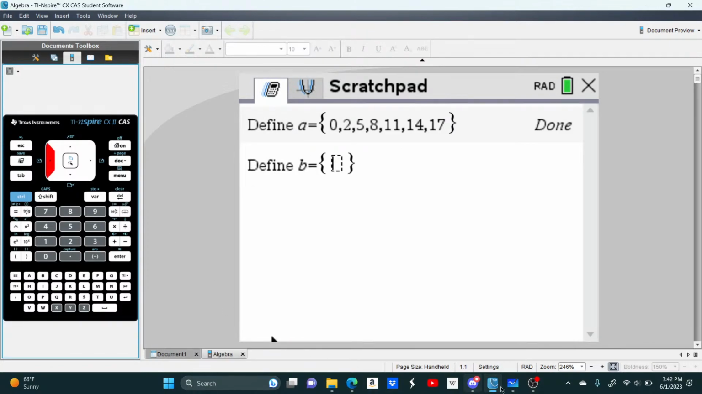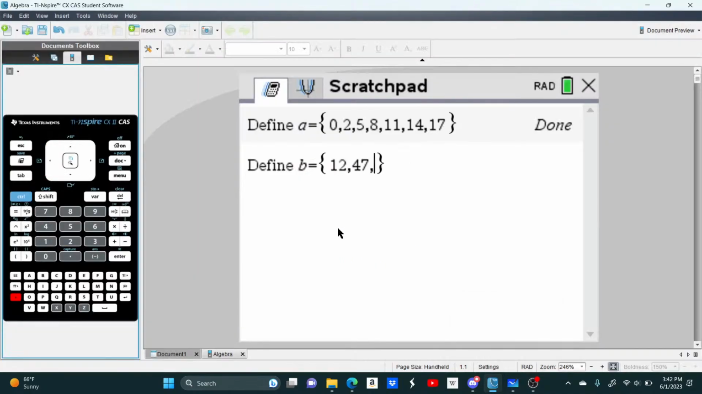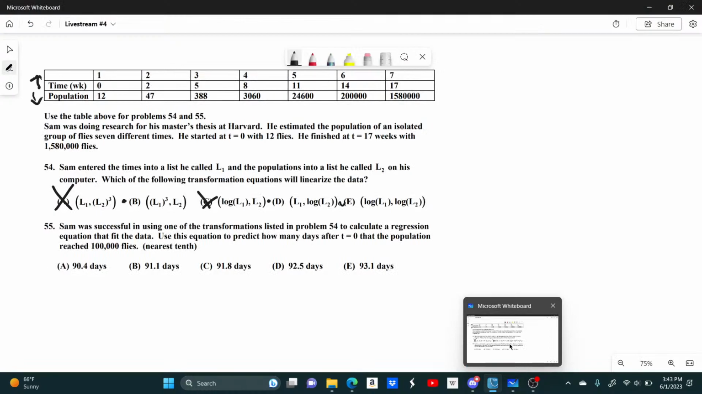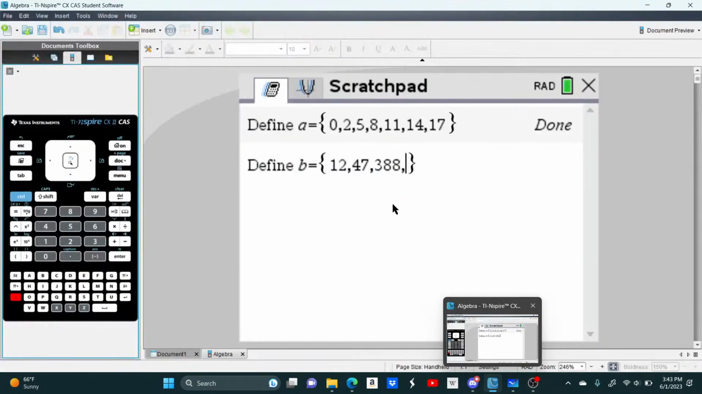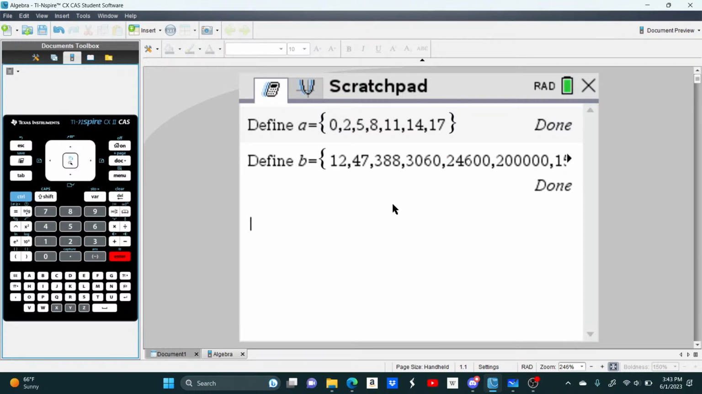And my other list is going to be a little more rough. 1247, 388. Actually, here we go. What did I do? Okay. 388, 3060, 24,600, 200,000, and then 1580. There you go. So we got our two lists.